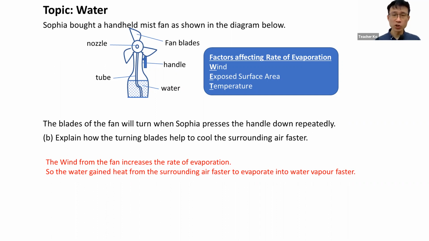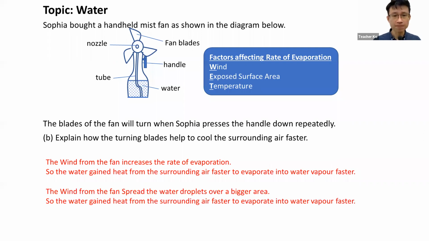That's actually a second reason why it will cool down the surrounding air faster. It's because the wind will spread out the water droplets. So when the water droplets are spread over a bigger area, it actually gains heat faster. It's more effective. It can cool down a bigger area at the same time rather than a small area. So because it can spread out over a bigger area, the surrounding air will also lose heat faster to the water droplets. So the wind from the fan can spread the water droplets over a bigger area, so the water can gain heat from the surrounding air faster and evaporate into water vapor faster.